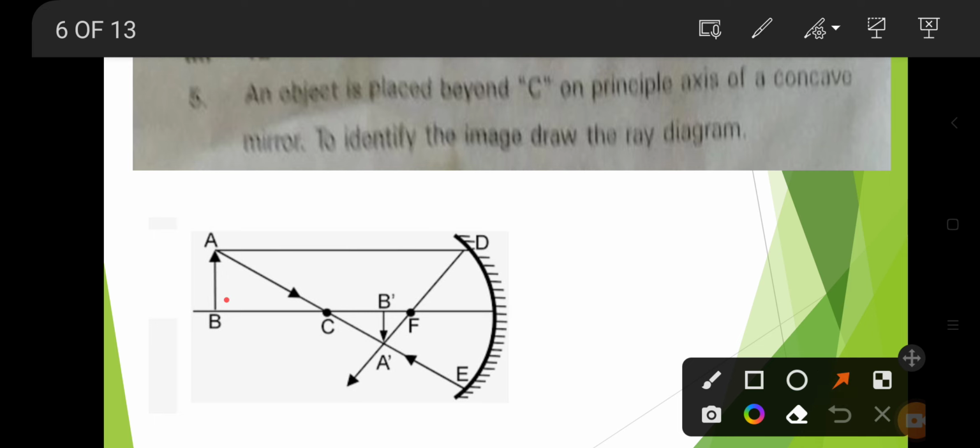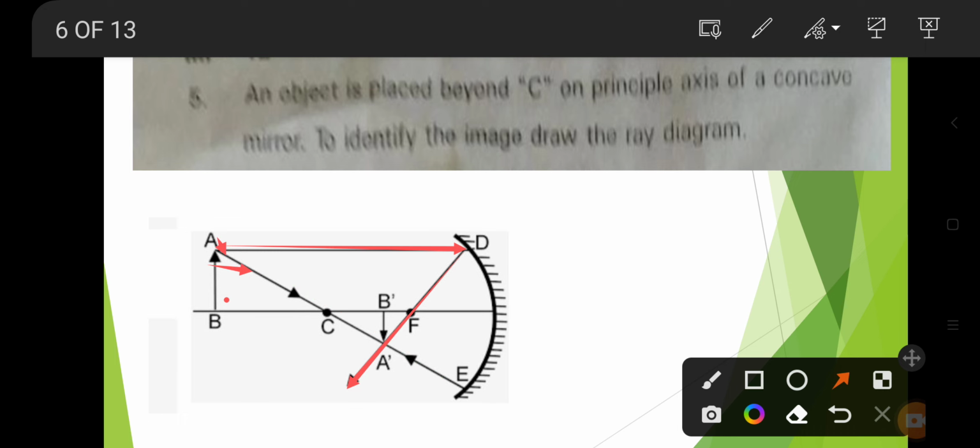One is incident parallel to the principal axis. This passes through the focus. And one is passing through the center of curvature. So it will incident like that, and it will reflect in the same direction.